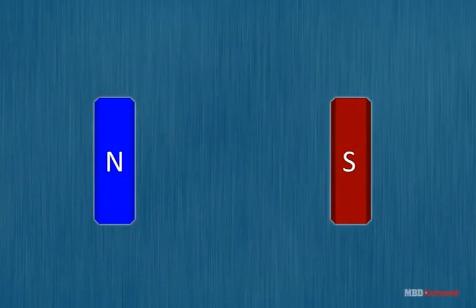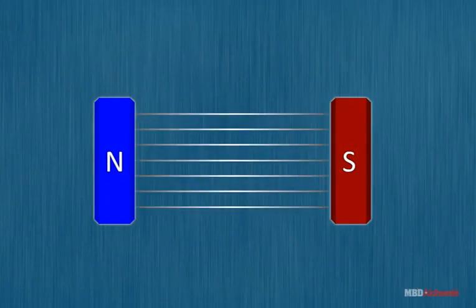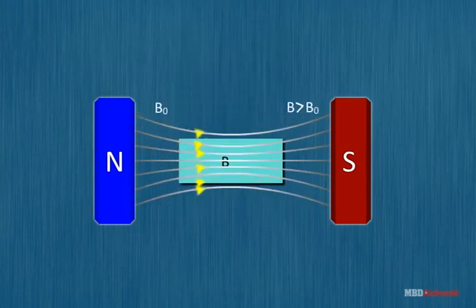When a paramagnetic substance is placed in a magnetic field, the magnetic field lines prefer to pass through the substance. It shows that the magnetic induction inside the sample is greater than the magnetic induction outside the sample. The magnetic susceptibility of paramagnetic substances has a small positive value.